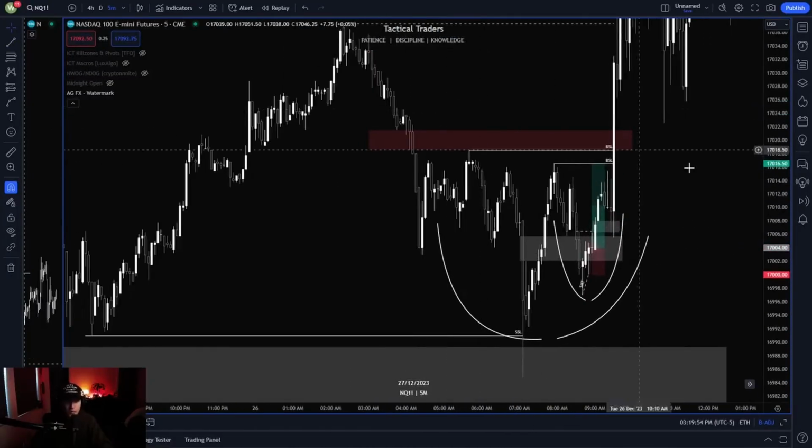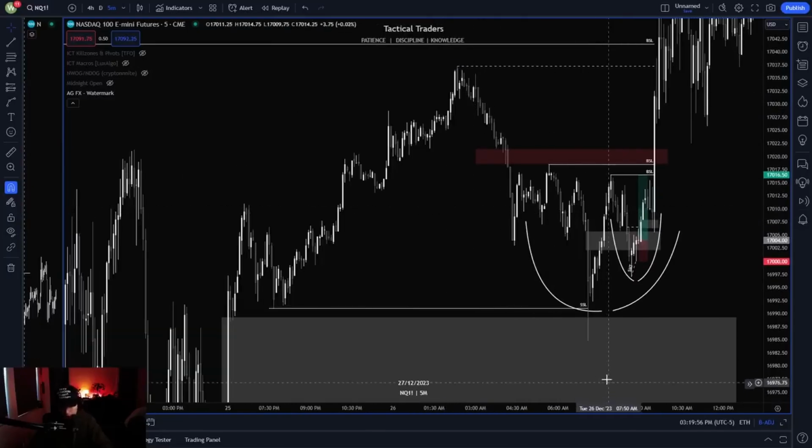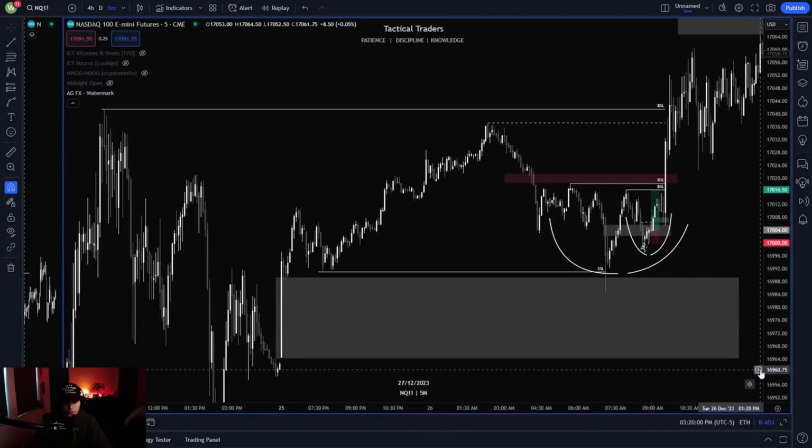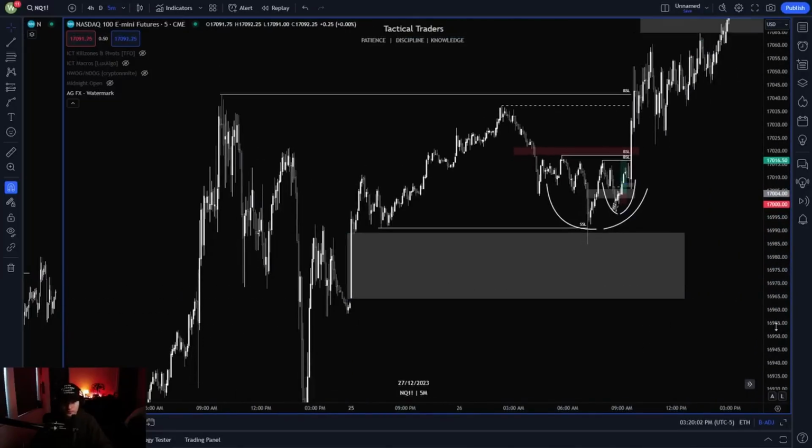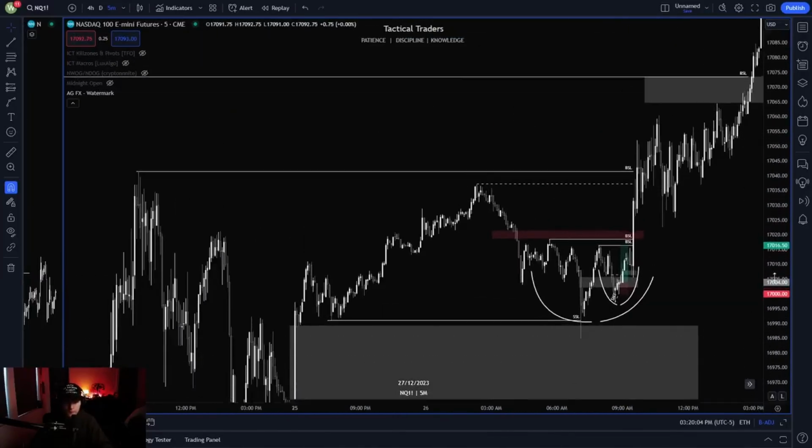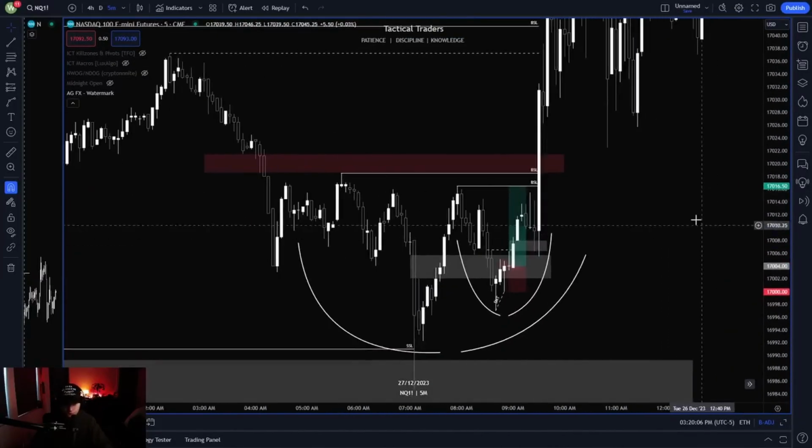Again, why did we even have this move in the first place? To rebalance to the bigger time frame fair value gap, to rebalance the equilibrium of the range. Why do you think that is? This is why markets move.